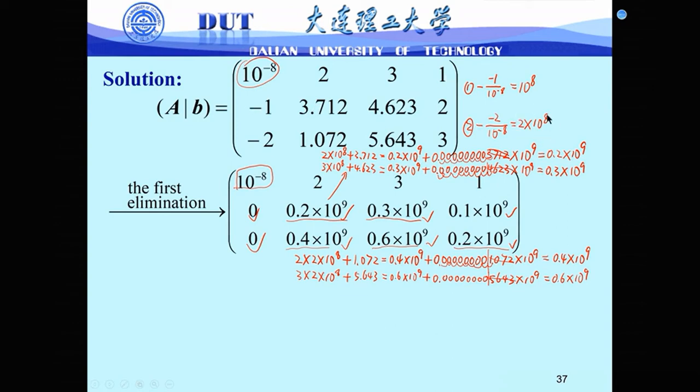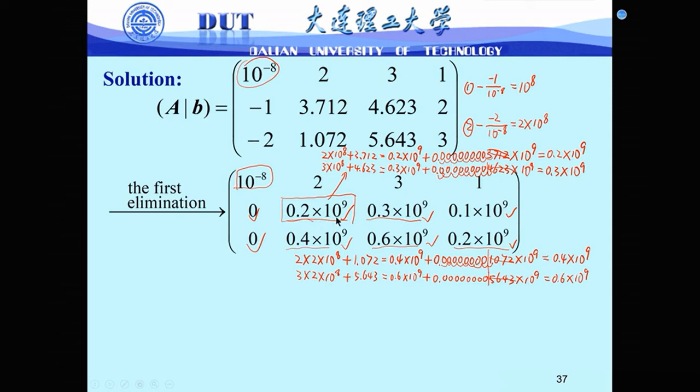We use this big number, multiply the first row, and add it to the third row. Then we obtain the new second row and the new third row from these numbers. Is that okay for you? Okay, let's see what happens next. Let's come to step 2. In step 2, this number is the pivot. Is that okay for you? This number is the pivot.